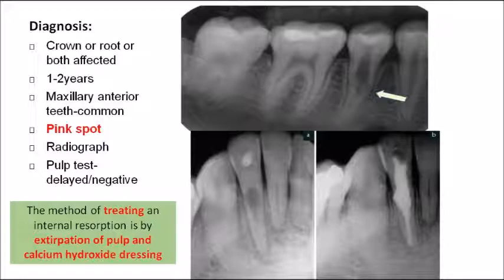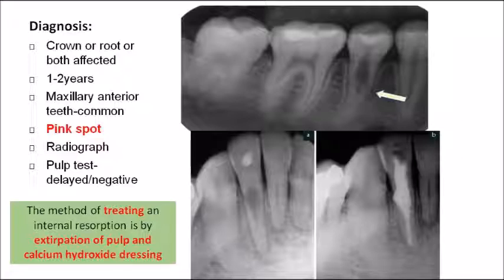Radiographically, you can see these features. When you consider the radiographs, you can see that the pulpal canal will not be so narrow and continuous. There will be an oval shaped radiolucency in the pulp space, which is extending into the dentin aspect, okay. The pulp test can show a delayed response or negative response.